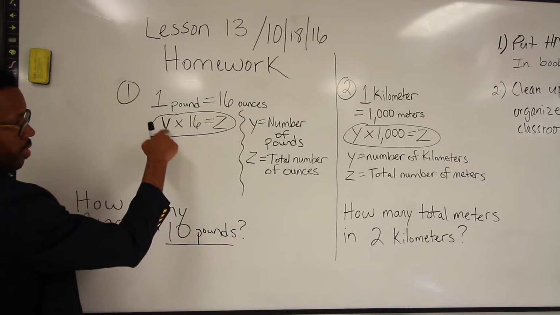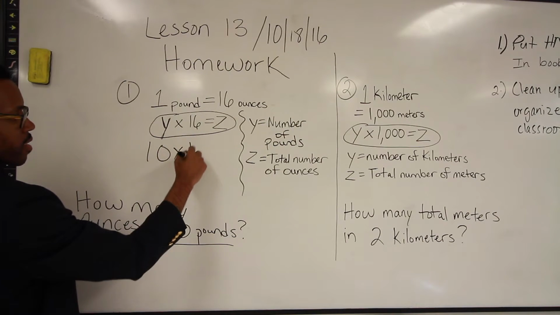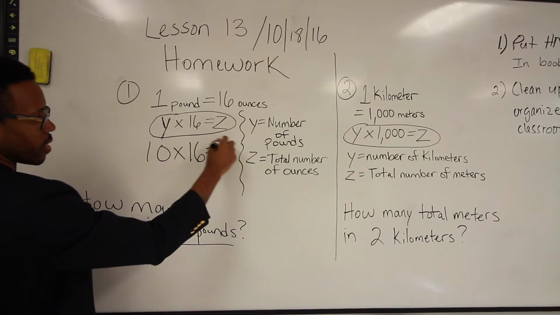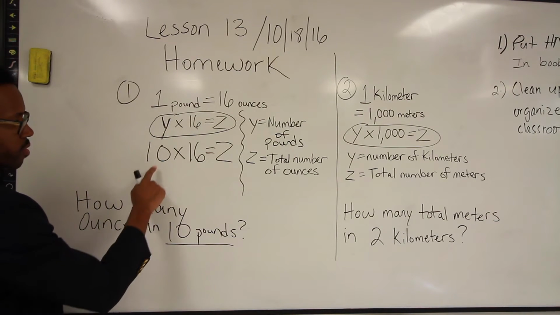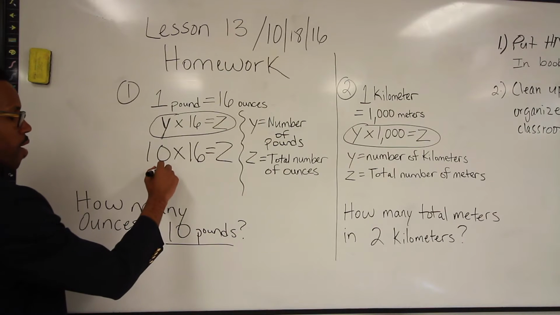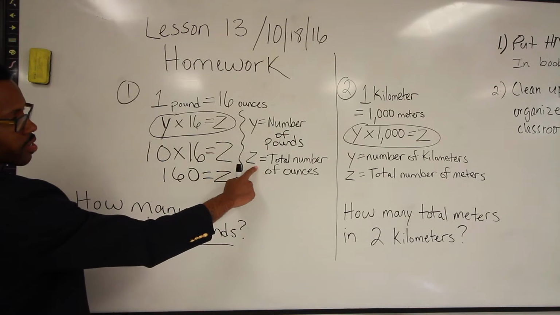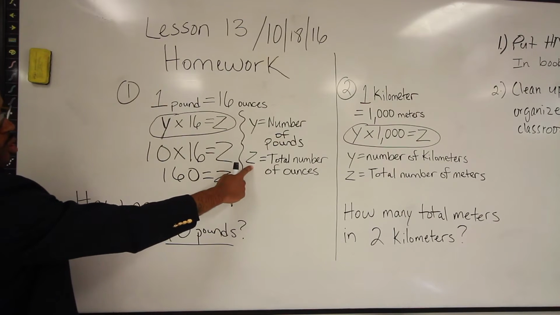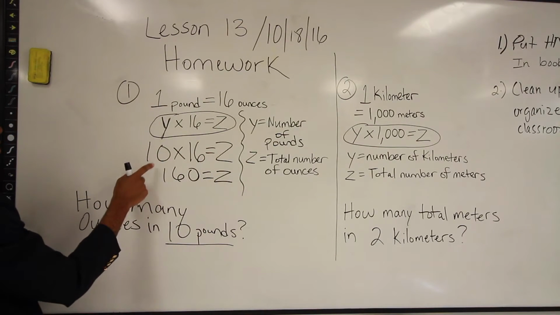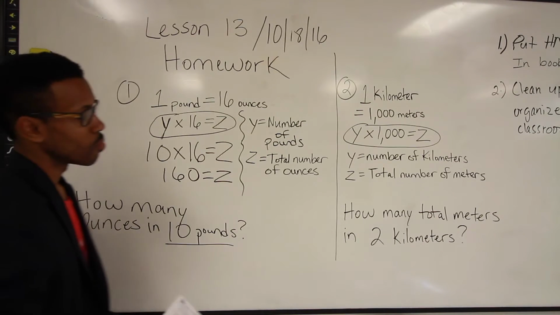So 10, I'm going to plug that in for y. Bring down the multiplication sign. Bring down the 16. That equals z. What is z? Total number of ounces. That's exactly what my question is asking me for. So I'm simply going to do the multiplication. 10 times 16 is what? 160 equals z. Total number of ounces. There are 160 total ounces in 10 pounds. That is number 1. Moving on to number 2.